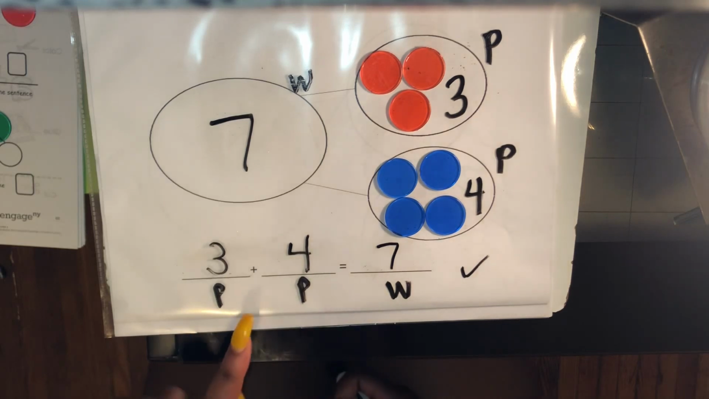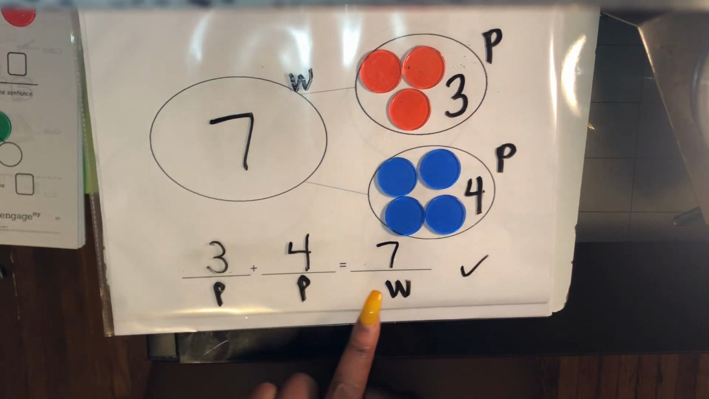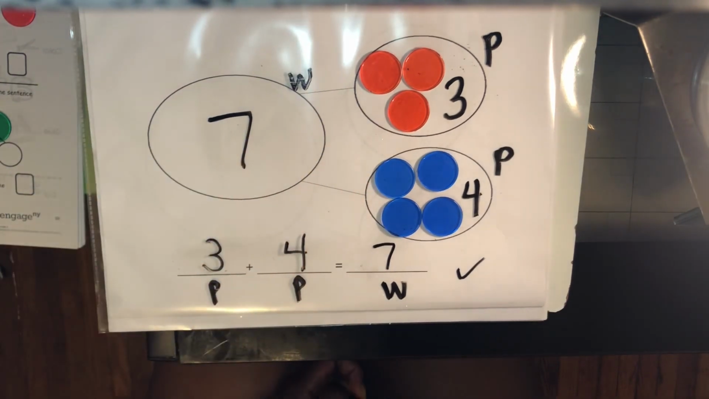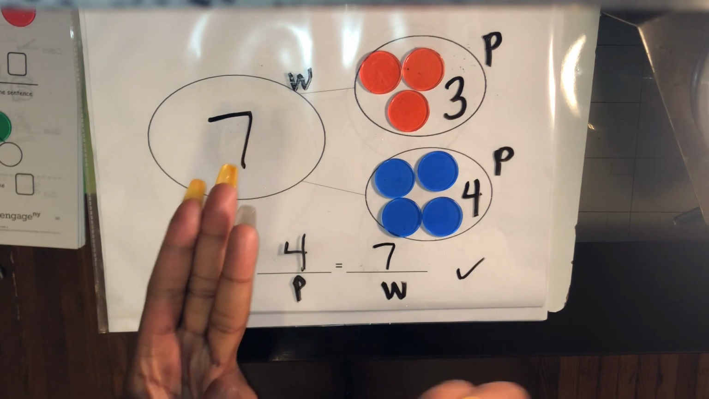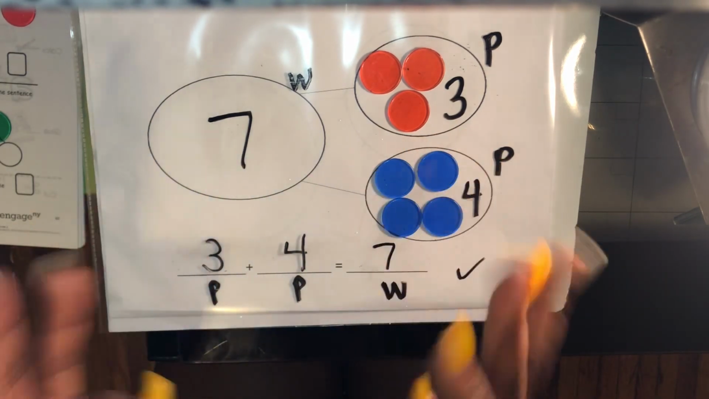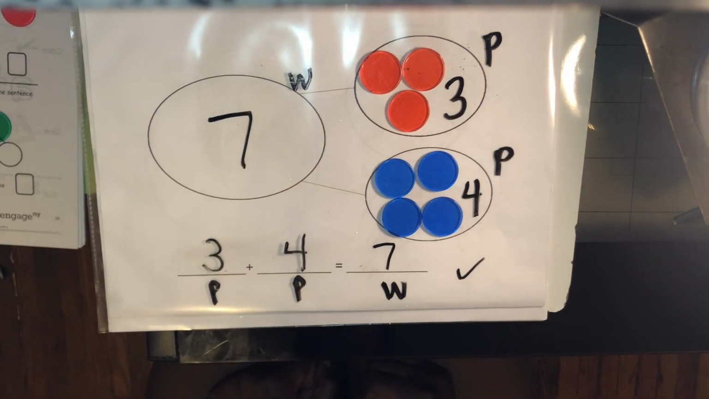And this equation says 3 plus 4 equals 7. Just like how my number bond says 3 plus 4 equals 7. Did you see what I did? And I could check it on my hand too. 3 plus 4 more. 1, 2, 3, 4, 5, 6, 7. So that answer is right.